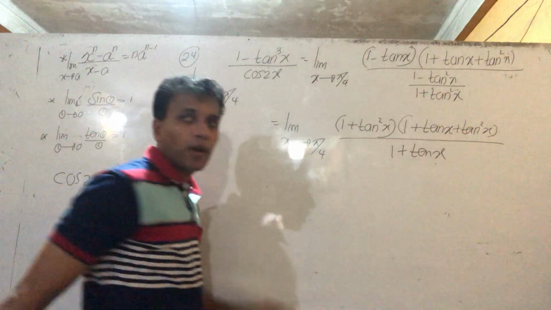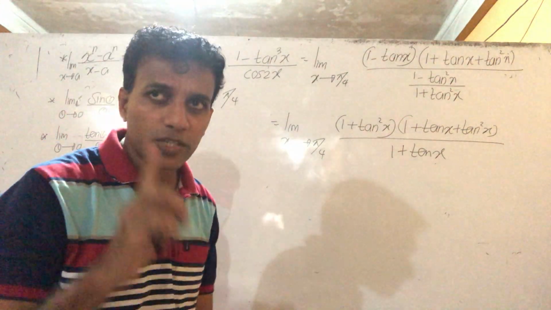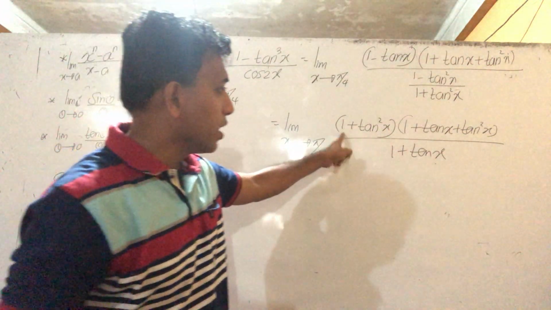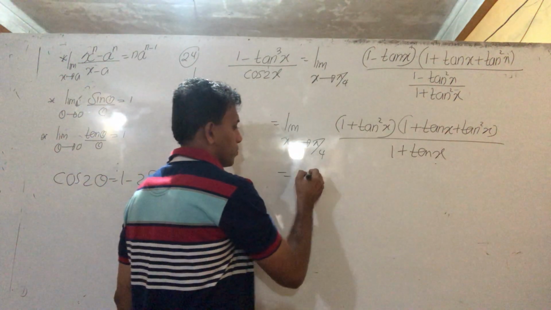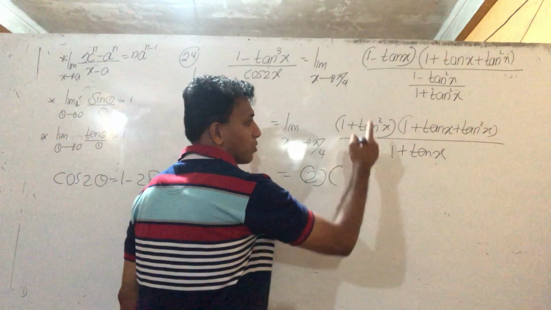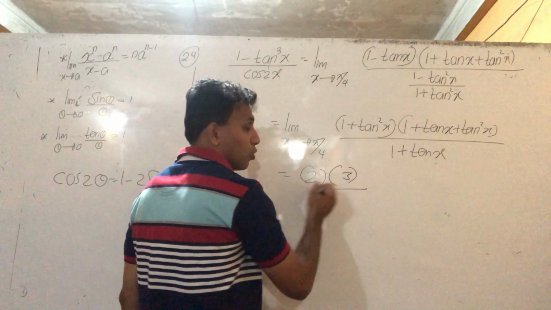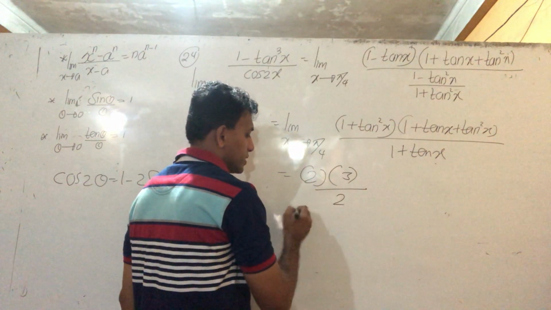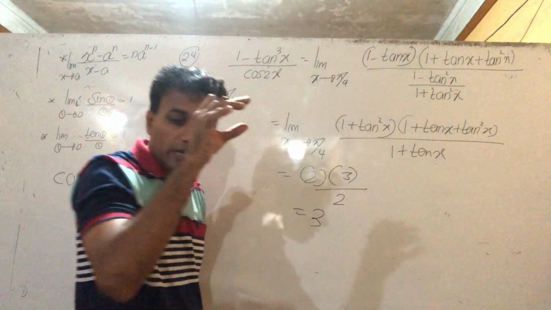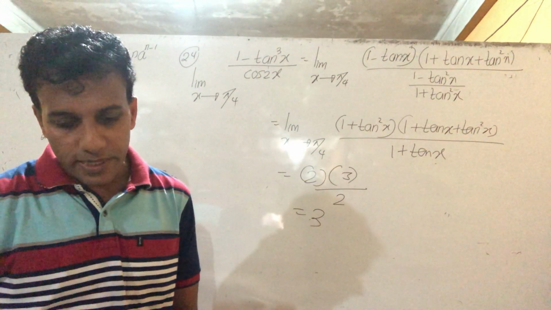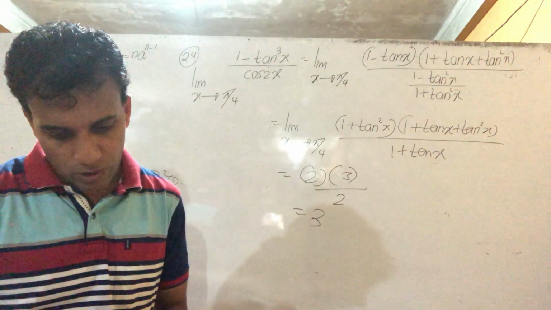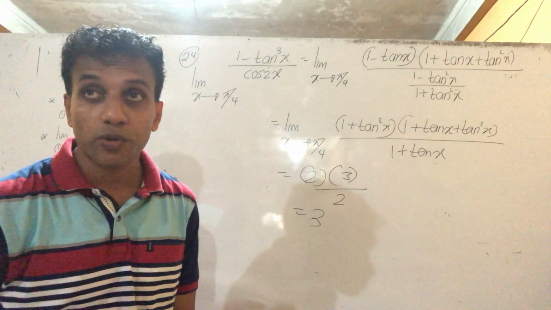So that's all. Now apply the value of tan. Tan 45 is 1, tan pi by 4 is 1, so 1 plus 1 is 2. Next, 1 plus 1 plus 1 is 3. Below, 1 plus 1 is 2, therefore the answer is 3. With the proper approach only, you can get such a neat, clear answer, right? That's the answer of question 24.